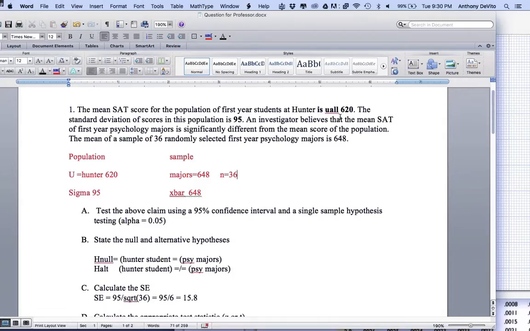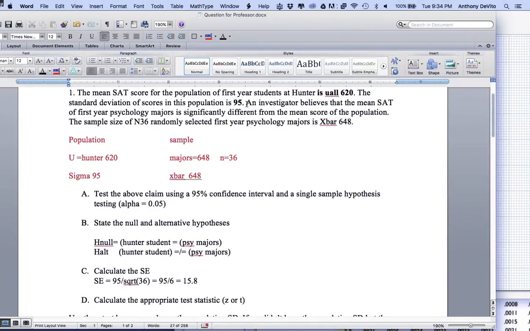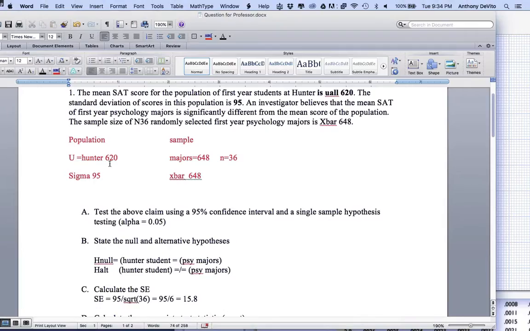An investigator believes that the mean SAT of the first year psychology majors is significantly different than the mean score of the population. The mean of a sample of 36 randomly selected first year students is 648. I'm going to backtrack and do it the way you're most likely going to see this question in class. We know the population standard deviation and the mean of the population. Now let's take a look at our sample from psych majors.